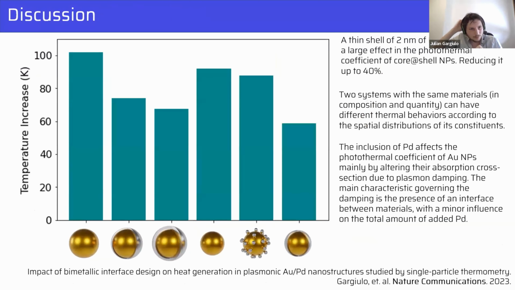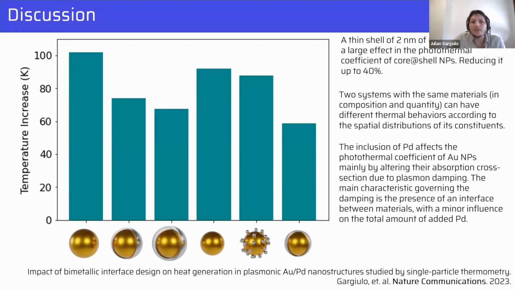So as a conclusion of this part, this is an example of the temperature increase for all the systems. We can conclude that a thin shell of 2 nanometers of palladium can have a large effect on the photothermal coefficient of core-shell nanoparticles, because it can reduce it by up to 40%. And two systems with the same materials in composition and quantity can have very different thermal behaviors according to the spatial distribution of their constituents.